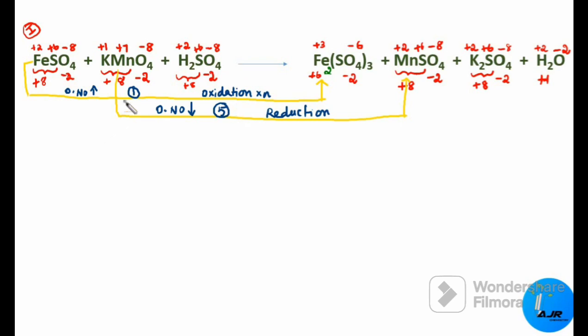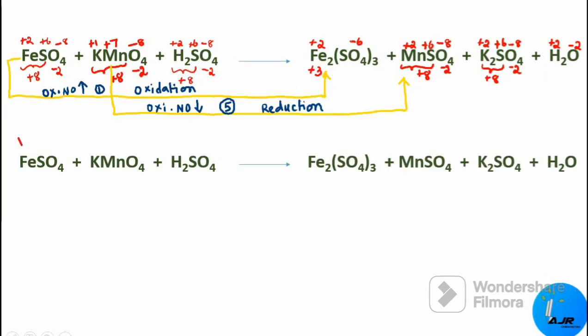What is the second step? We should balance the atoms which are undergoing oxidation and reduction. So for that I am going to write this equation again. Let us move on to step 2. In step 2, we should balance those atoms which have undergone oxidation and reduction. The atom which has undergone oxidation is iron, and the one which has undergone reduction is Mn. So we are going to balance those two atoms.